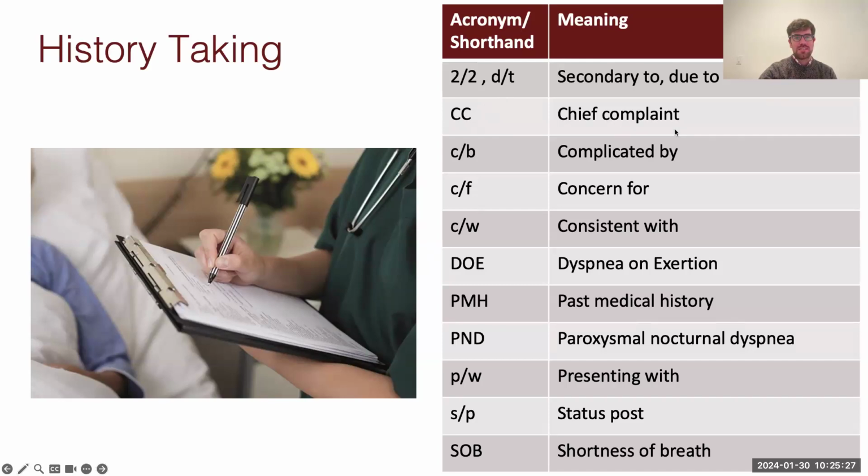So remember, CC is chief complaint. CB is complicated by. So this is when, for instance, hypertension is complicated by kidney disease or something like that. Concern for and consistent with are sort of two ends of the same spectrum, where you give a list of things that the patient is presenting with, and then you're giving sort of an idea of the differential. So if you're less sure of what the cause is, you might say concern for. If you're fairly sure of what the condition is, you'll say probably consistent with, or CW.